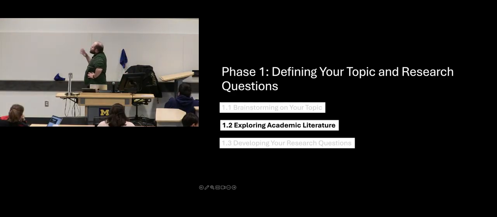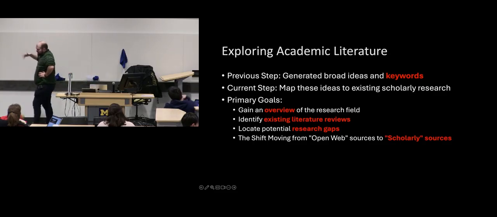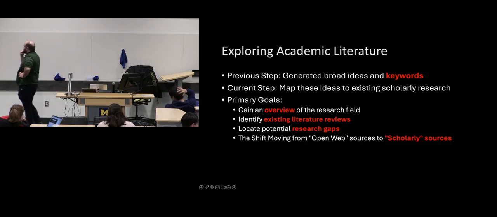Okay, so we've brainstormed a topic, maybe we have refined our ideas, and we have started finding some keywords that might be relevant. Let's go on to exploring the academic literature. In the previous step, we generated a bunch of keywords, and now we want to map these new ideas and these keywords that we're interested in to existing academic literature.